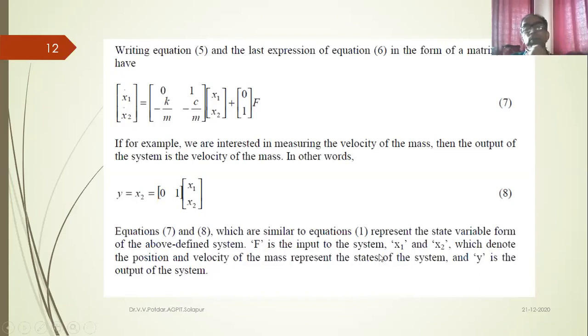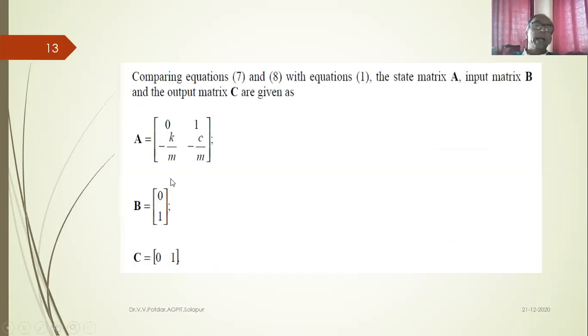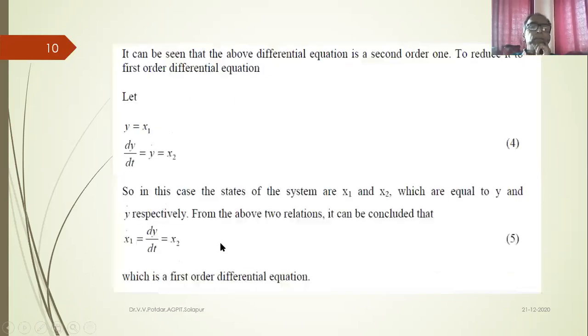So F is the input of the system, x1 and x2, which denote the position and velocity of the mass, represent the states of the system, and y is the output of the system. So comparing these with 1 and 2, I get A, the system matrix, as 0 1 minus k by m minus c by m. B is the input matrix 0 1 by m, and C is the output matrix, right? C, I don't remember. So what was C?